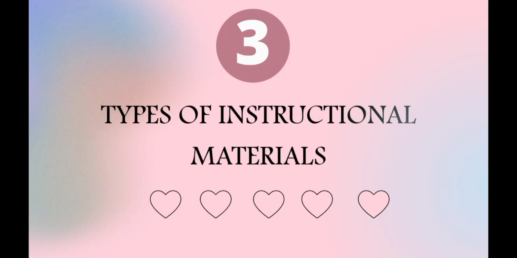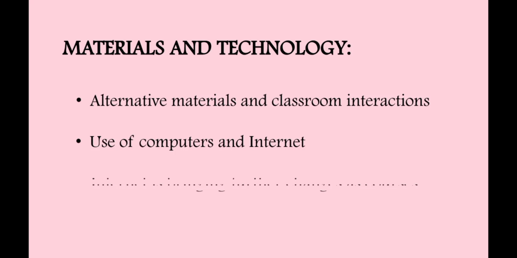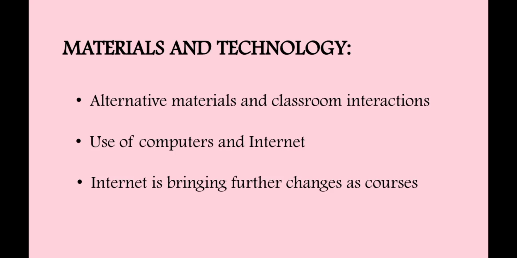The third is the types of instructional materials. Materials and technology: technology offers the possibility of alternative materials in classroom interaction. After audio and video cassettes, the next major technological change was the use of computers and the internet. The internet is bringing further changes as courses can now be downloaded from all over the world.